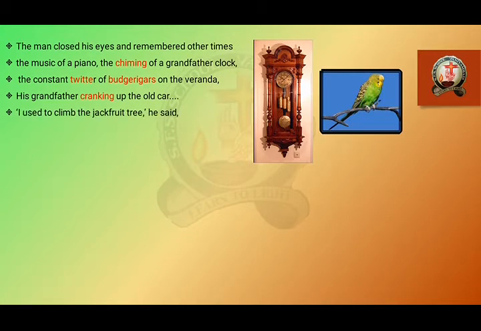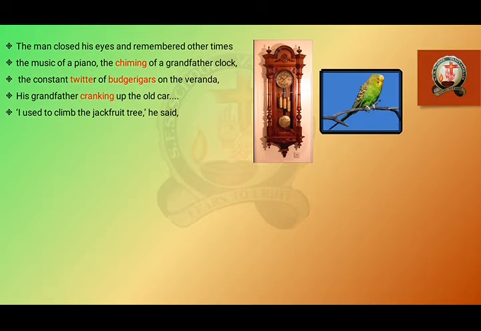And after remembering all these things, what are the things? The music of a piano and the chiming of a grandfather clock. This clock might be in their house. And the constant twitter of the Australian parrot, and the grandfather cranking up the old car. So four things you used to recollect.